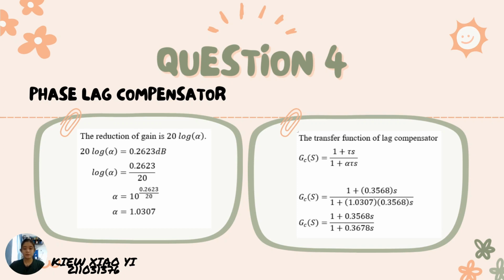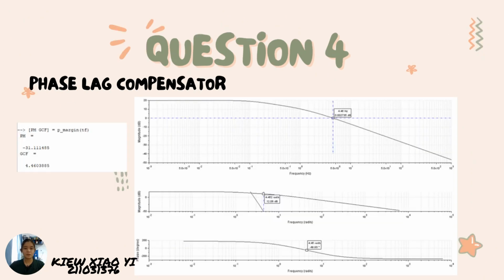So the transfer function of the lag compensator is 1 plus 0.356 s over 1 plus 0.3678 s. Then we use Scilab to generate the frequency response and the phase response. So the new phase margin is negative 31.11, and the new gain crossover frequency is 4.46.